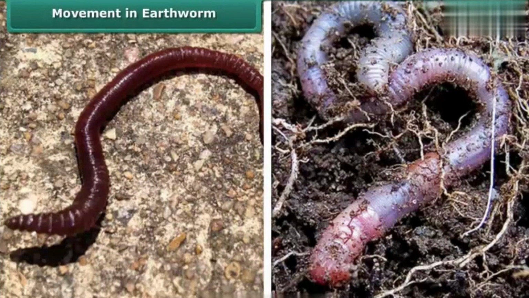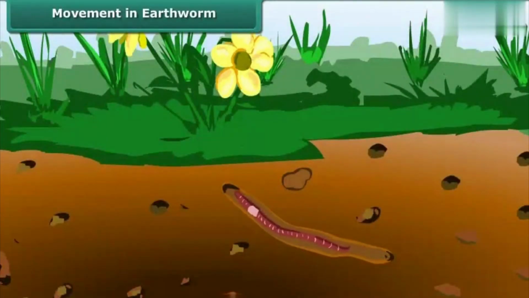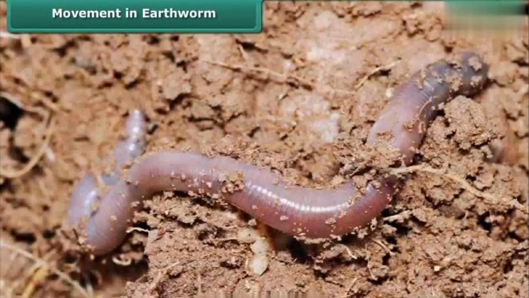Movement in earthworm. Earthworms move easily on hard and slippery surfaces. Earthworms have tiny, stiff, hair-like projections called bristles under their body. They grab the soil with the help of these bristles. Earthworms first stretch and then contract their muscles to move. As a result, they cover only a small distance with every move. A slimy substance secreted by the earthworm helps it to move.